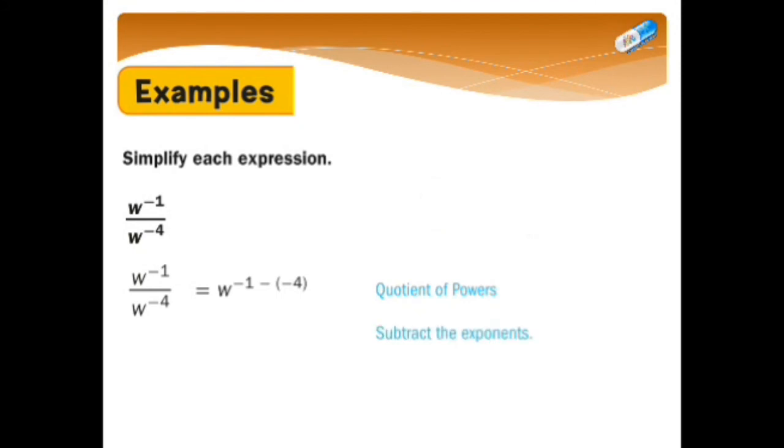So here we subtract the exponents, and it will be w power negative 1 minus negative 4. This gives me positive 4. So here is the positive. So negative 1 plus 4, or w power 3.